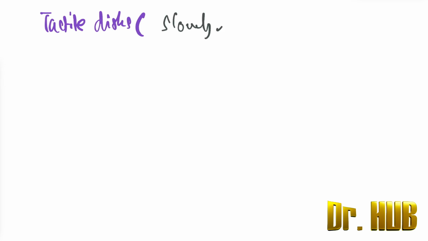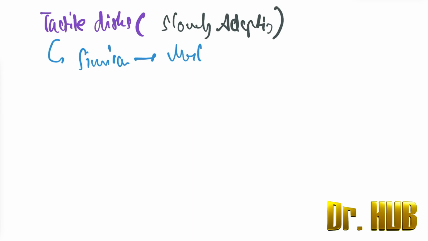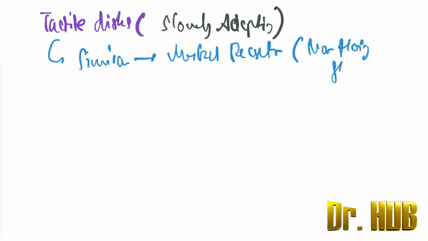Next are the tactile discs. The tactile disc is slowly adapting, and it is similar to the Merkel receptors in non-hairy skin. It responds to sustained pressure.